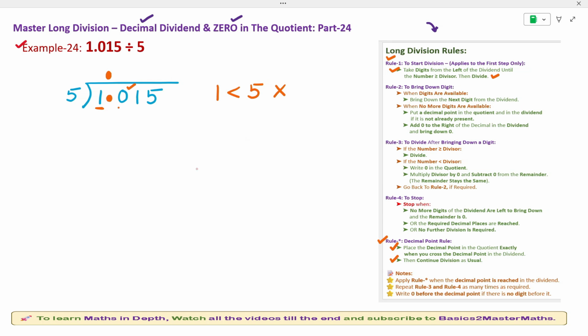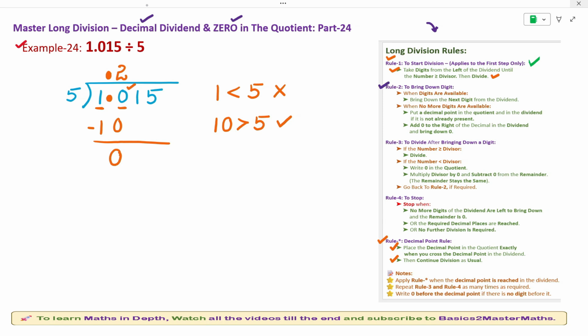Now consider the next digit 0 also. So the number becomes 10, which is greater than the divisor 5. Hence divide. 5 twos are 10. So you will get 0 as the remainder. Now rule 1 is complete.